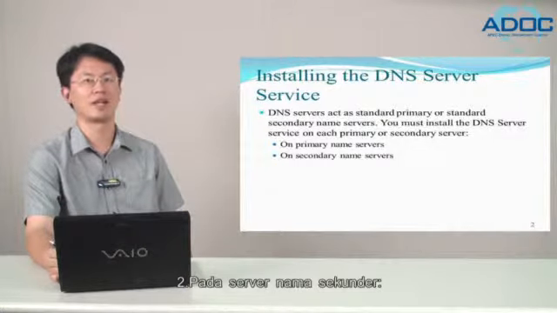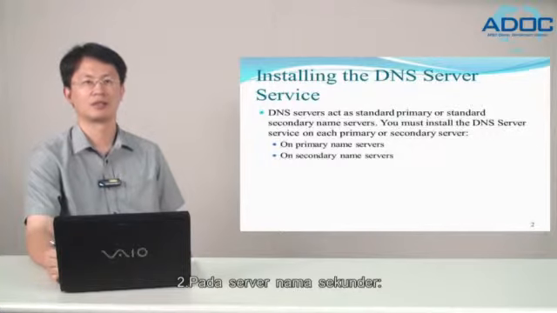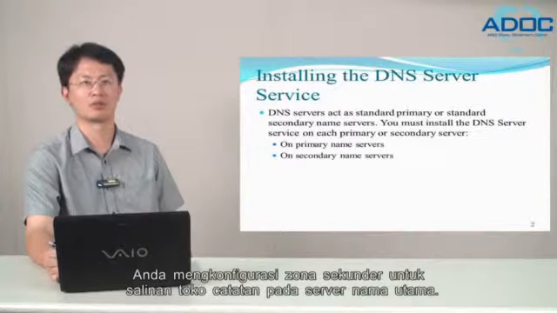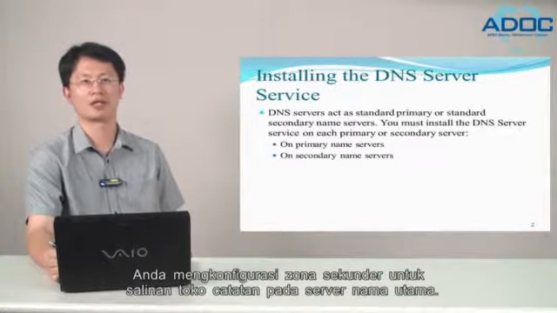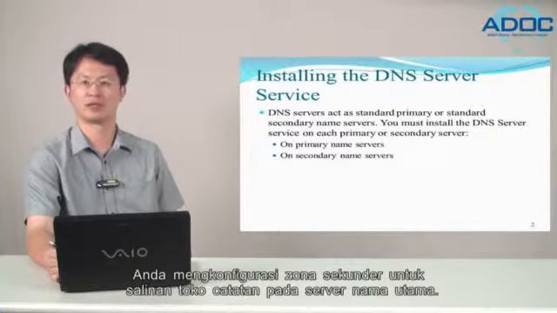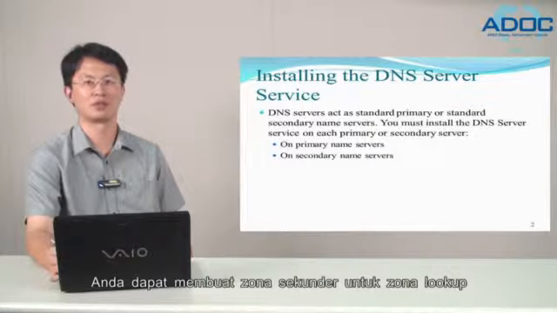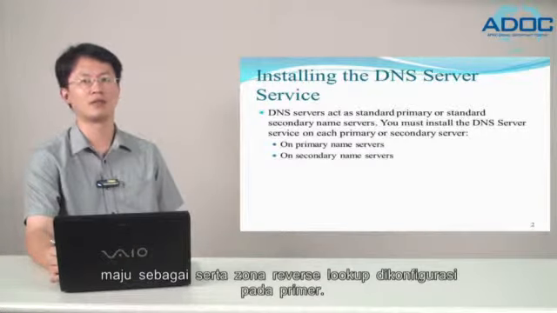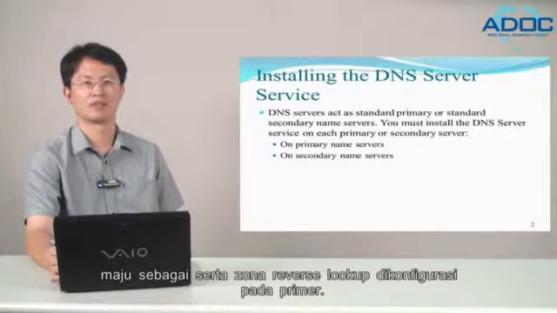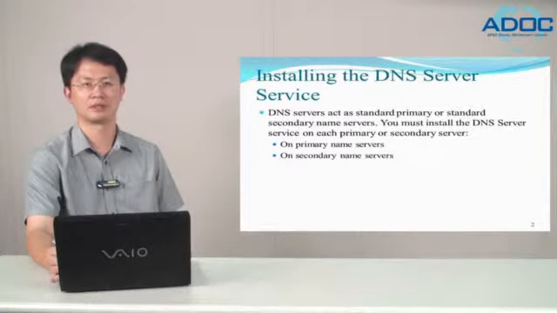On secondary name servers, you configure secondary zones to store copies of the records on the primary name server. And you can create secondary zones for the forward lookup zones, as well as the reverse lookup zones configured on the primary.